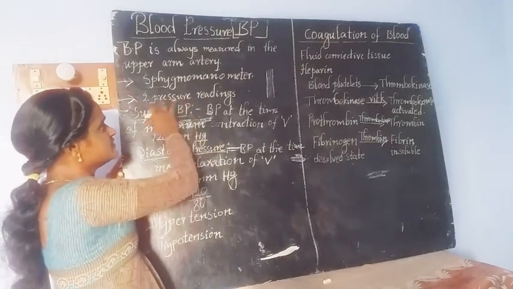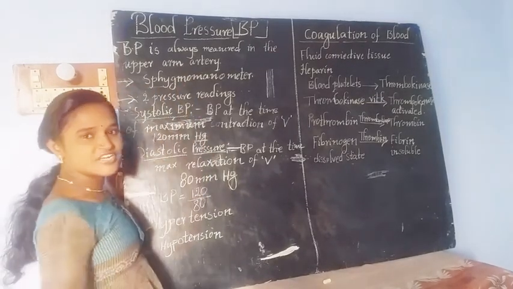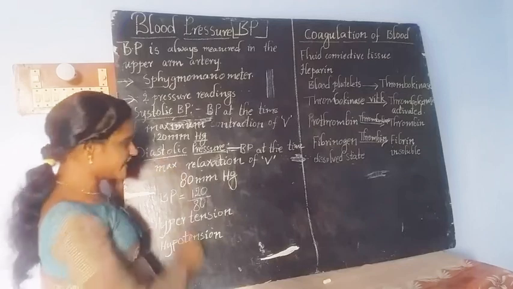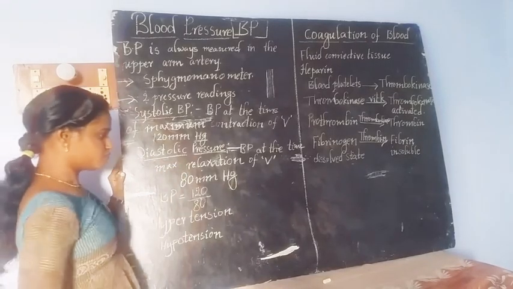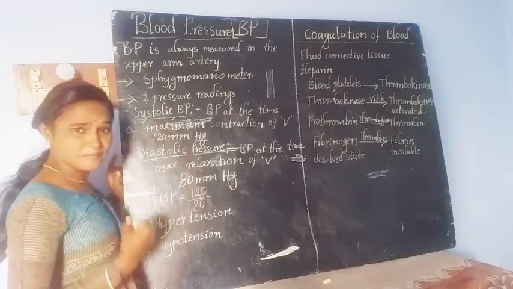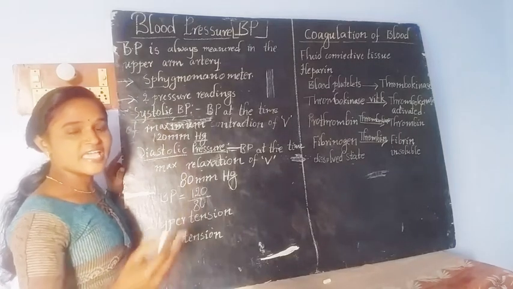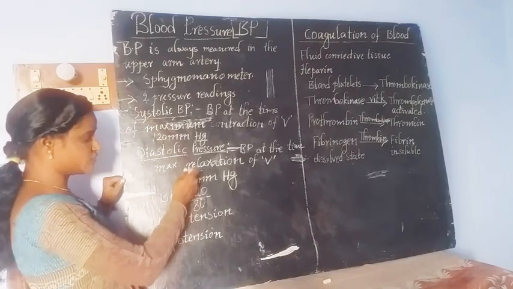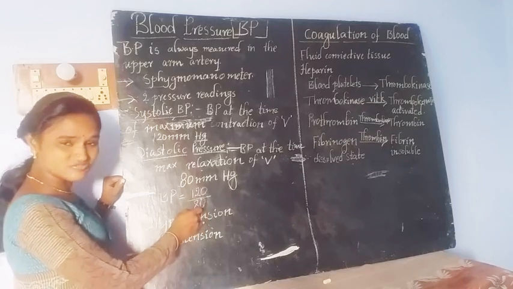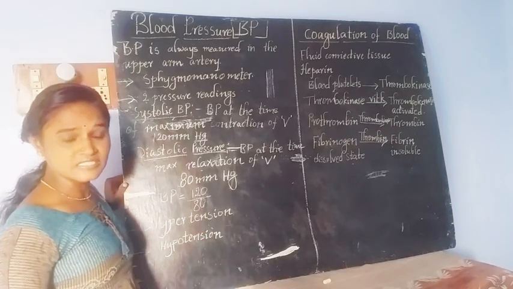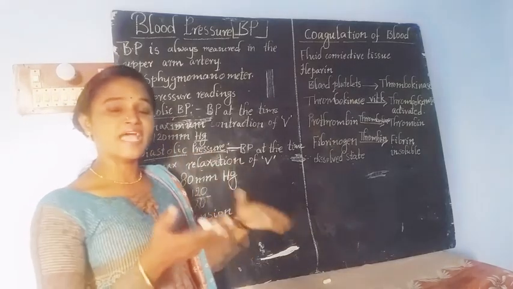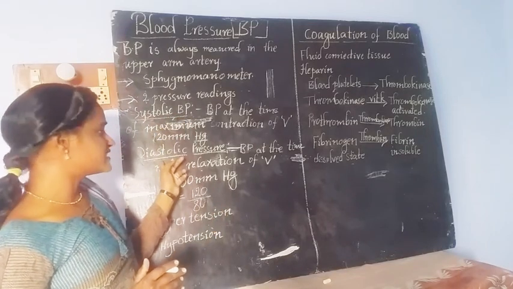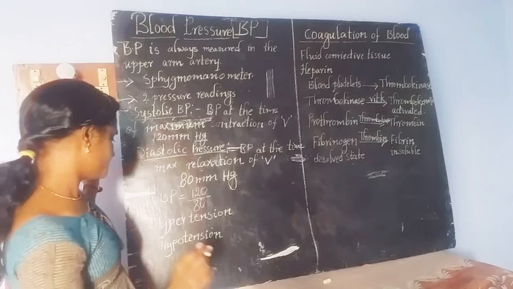We show the blood pressure readings in two ways: systolic blood pressure and diastolic blood pressure. Diastolic blood pressure is usually shown as 80 mm Hg. That's why blood pressure is equal to 120 by 80. We have to remember that for a healthy person, the BP reading will be 120 by 80. Here 120 indicates systolic blood pressure and 80 indicates diastolic blood pressure.